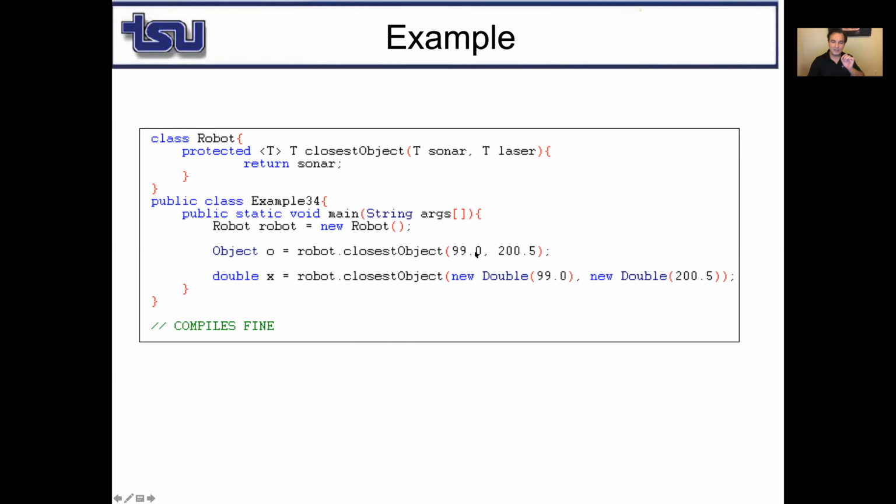99.0 is not a primitive data type double. So it's just like this. Java is going to do autoboxing for us. It creates a Double object and it creates a Double object. So what is this T? T is what? Capital Double. So replace everything with capital Double here and you'll be fine.